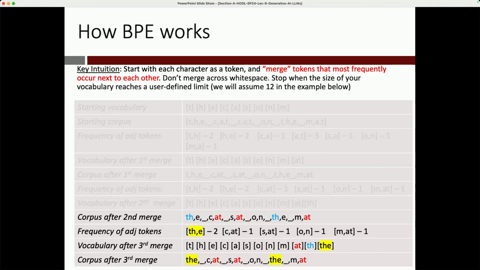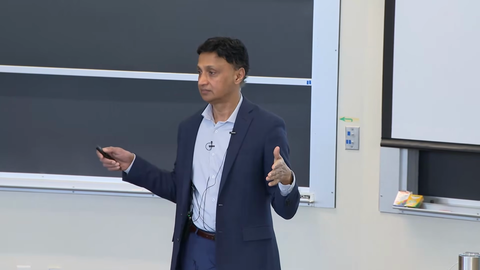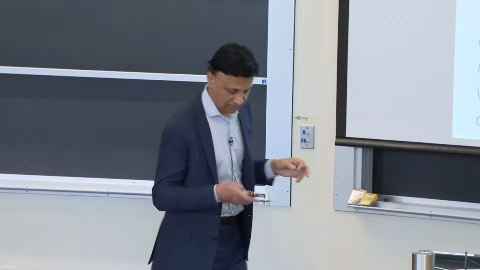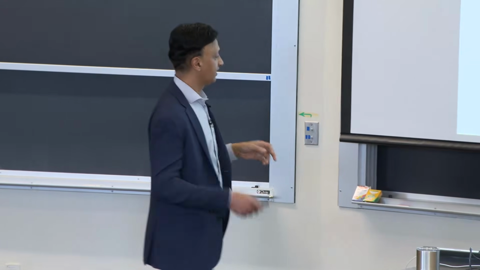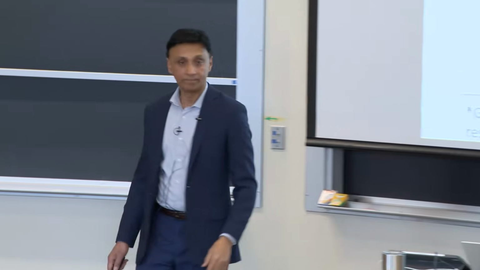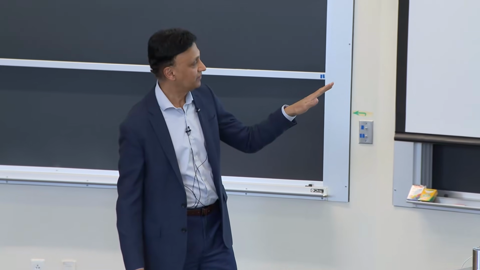So this process continues till we reach a predefined limit for our vocabulary. Now, when they built GPT-2 and GPT-3, I did some digging around on this. GPT-2 and 3 set the vocabulary size to be roughly 50,000. So it basically kept on doing this till it hit the limit of 50,000, then it stopped. GPT-4, on the other hand, goes all the way to 100,000 vocabulary size. Okay? So this is BPE in action.